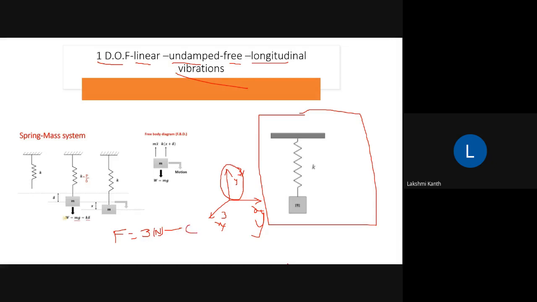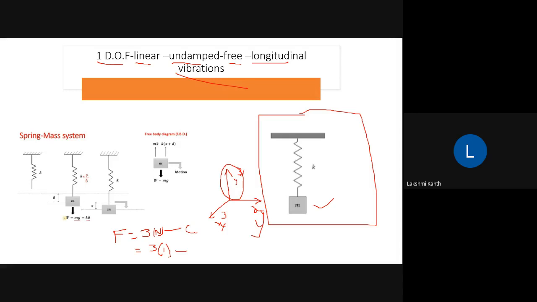Okay, so this will be the 3 degree of freedom formula. Here n represents the number of masses, and here the number of masses is 1. So if you substitute this in this formula, 3 into 1, minus C. Here C represents the number of constraints.